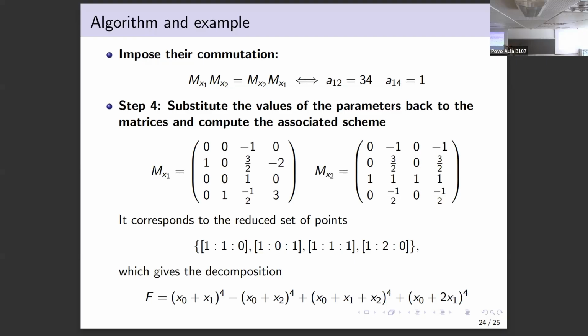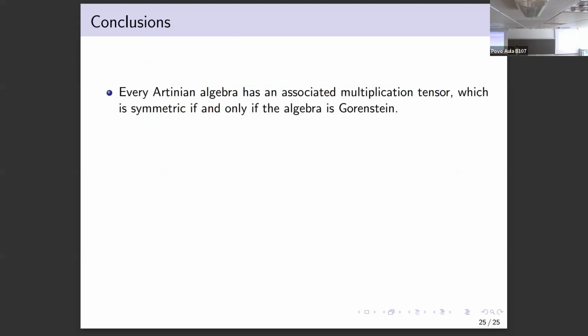So this is what the matrix would look like if I put values back. In this case, it would correspond to just 4 points, and these 4 points give me this decomposition of it. Okay, I will quickly wrap up.